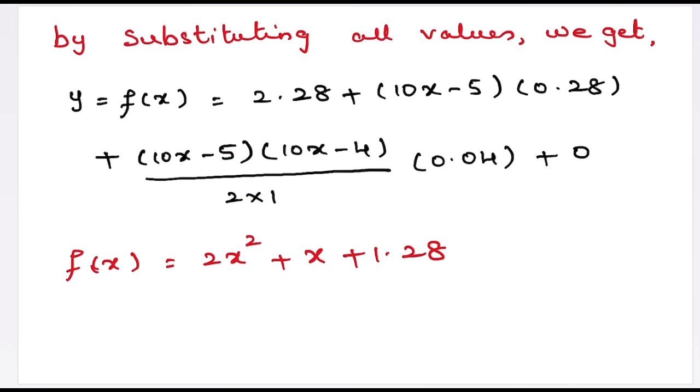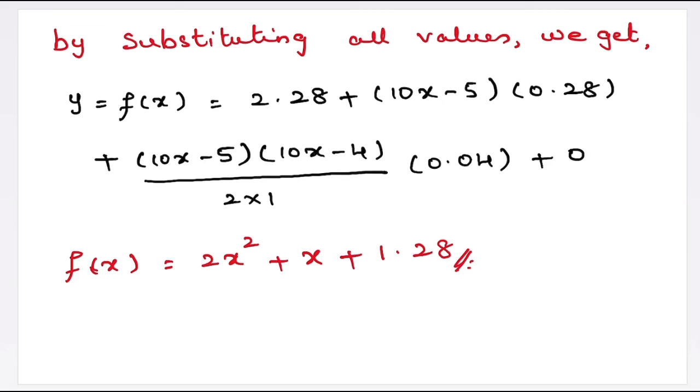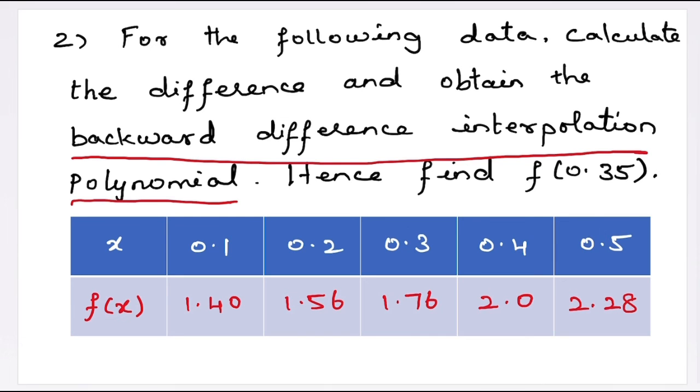Next, by substituting all these values, we get y is equal to f of x is equal to 2.28 plus 10x minus 5 into 0.28 plus 10x minus 5 into 10x minus 4 by 2 into 0.04 plus 0. So, after simplifying the values, we get f of x is equal to 2x square plus x plus 1.28, which is a polynomial and is the solution of the backward difference interpolation polynomial.